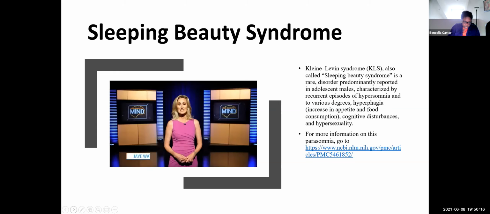So sleep. It's tough. But then when we look at sleep disorders, we also have to look at what could be causing this. Yeah. The change in the medication, exactly.